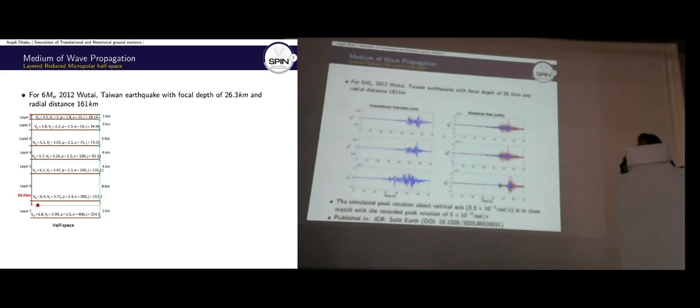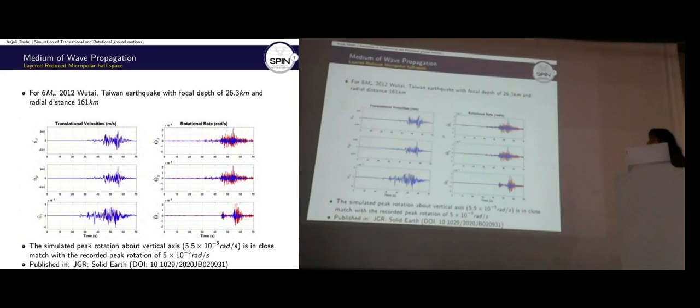Now, if we see the translations and rotations, this is what we get. This is the comparison between the translational and rotational velocities for a reduced micropolar half space and for a classical elastic medium. The red line shows the reduced micropolar medium and the blue line shows classical elastic medium. As we observed for the homogeneous half space, there is no difference in translational velocities here as well.